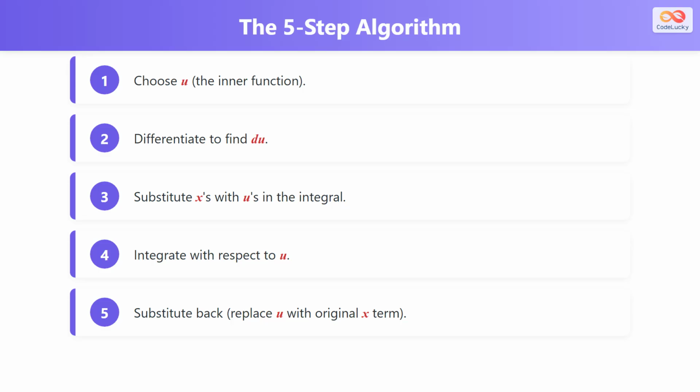We can break this down into 5 logical steps. First, we choose our variable u. Second, we differentiate u to find du. Third, we substitute u and du into the integral. Fourth, we perform the integration. And finally, we substitute the original expression back in.